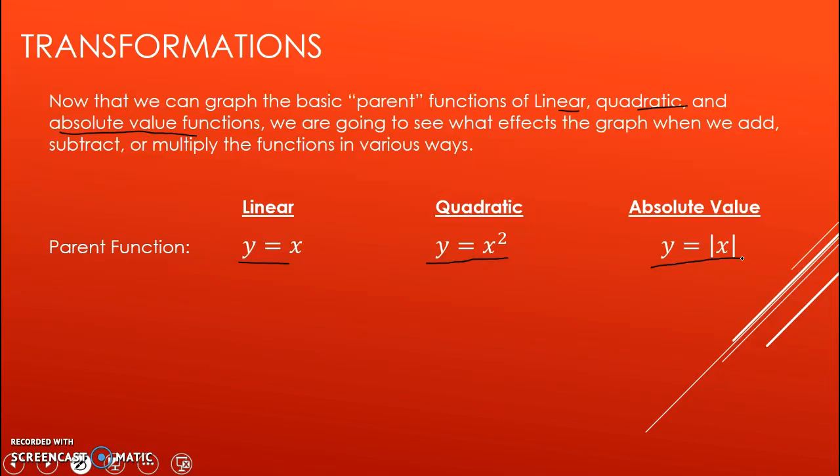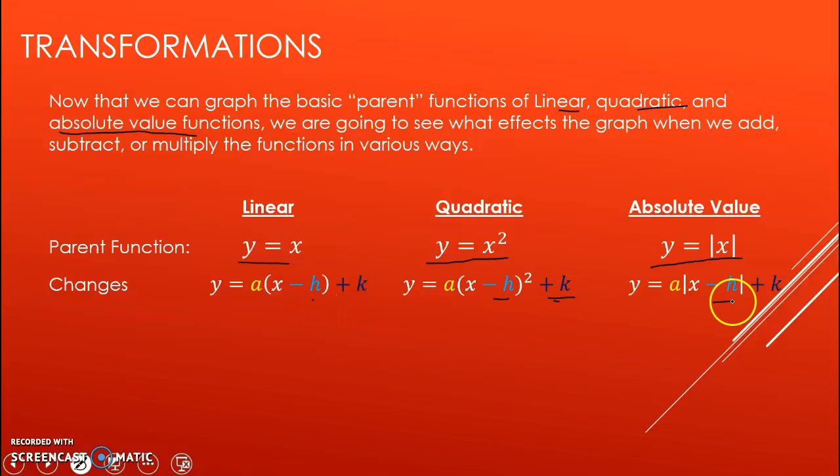Now, those parent functions are going to be flipped, rotated, translated, stretched by either adding numbers or subtracting numbers, either before we square it or after we square it, or before we take the absolute value or after we take the absolute value, and then they're going to be multiplied by a scalar, the a values. And regardless of what the function is, those things that we do, the h, the k, and the a, all affect the graph in the same way, regardless of what the original parent function looks like.